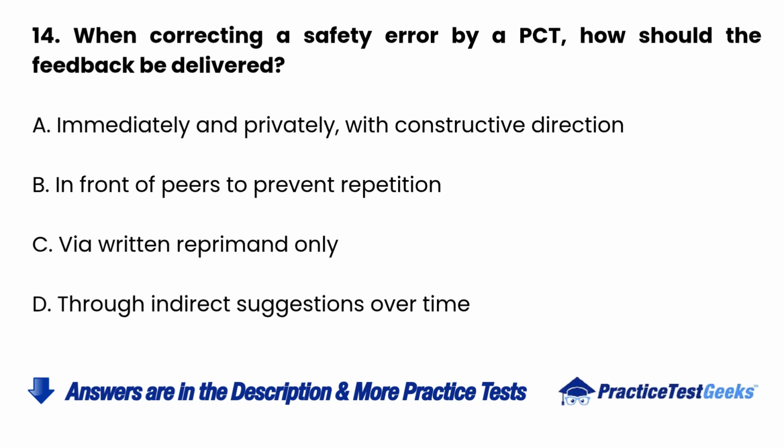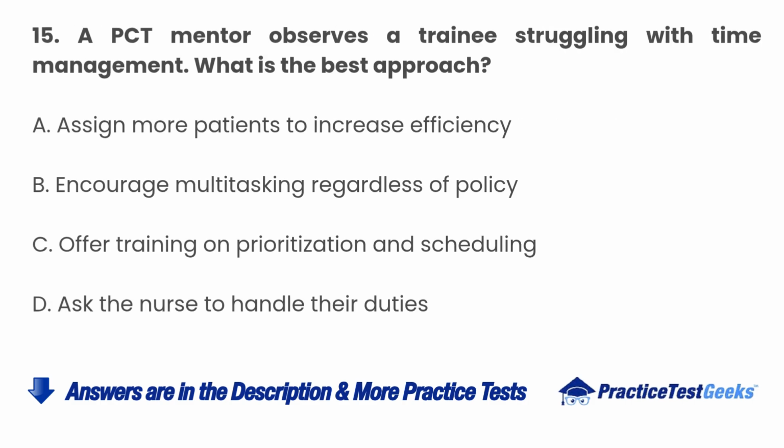14. When correcting a safety error by a PCT, how should the feedback be delivered? A. Immediately and privately, with constructive direction. B. In front of peers to prevent repetition. C. Via written reprimand only. D. Through indirect suggestions over time.